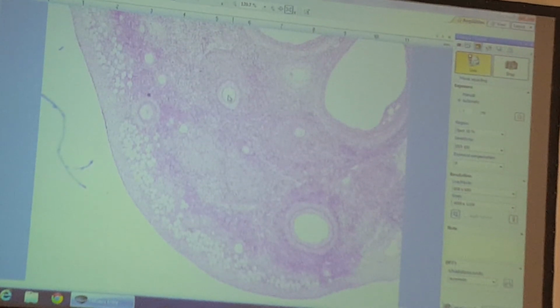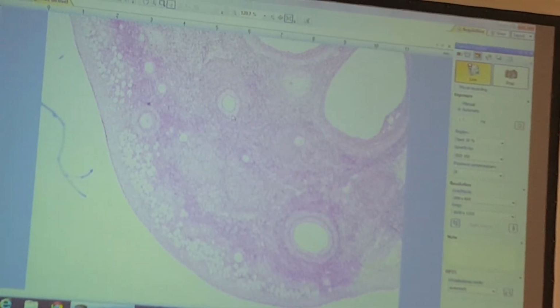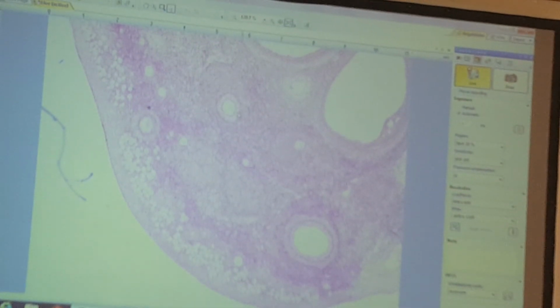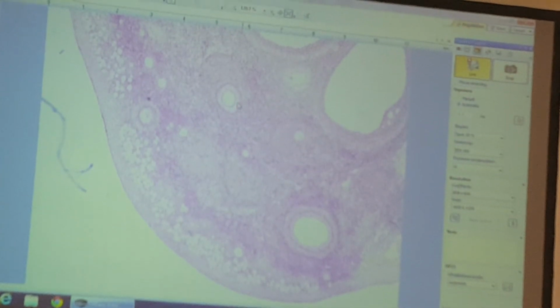Then this one right here is a good example of a primary follicle. Here's the oocyte. Here are the granulosa cells going around it. No antrum. So that's a primary follicle.